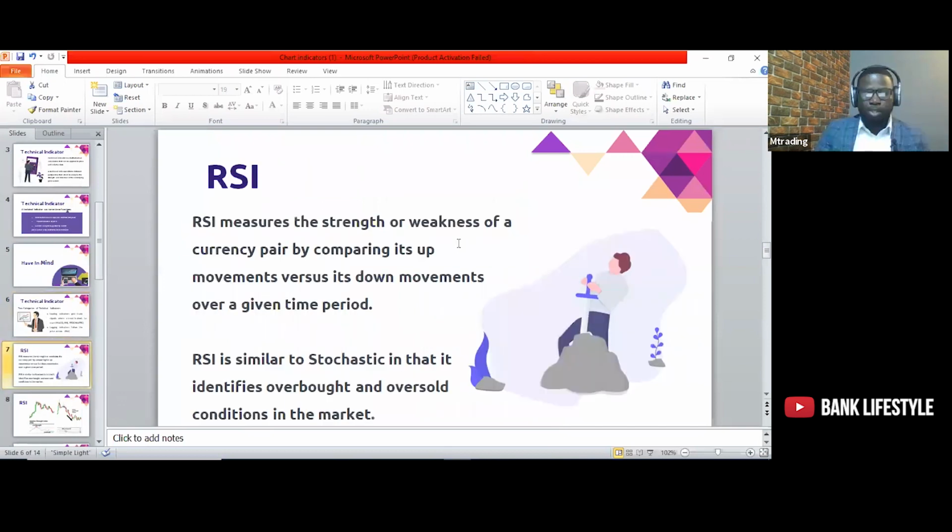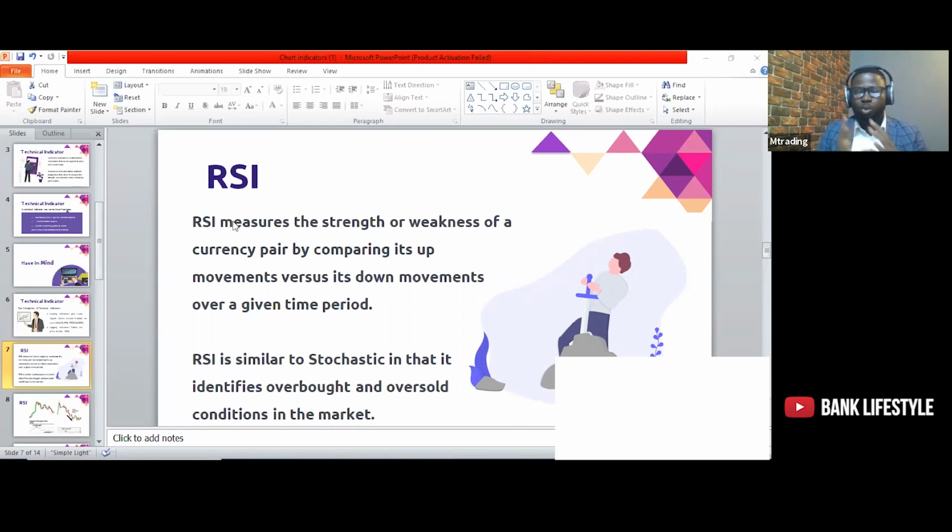Okay. So the first indicator we're going to discuss today is the RSI. So what is RSI? The full name of RSI is Relative Strength Index. As the name goes, it measures the strength or the weakness of the currency you are trading. So if the currency is trading on an uptrend, it goes up, goes up, goes up, and it loses its momentum or strength that is pushing it towards the upward direction.